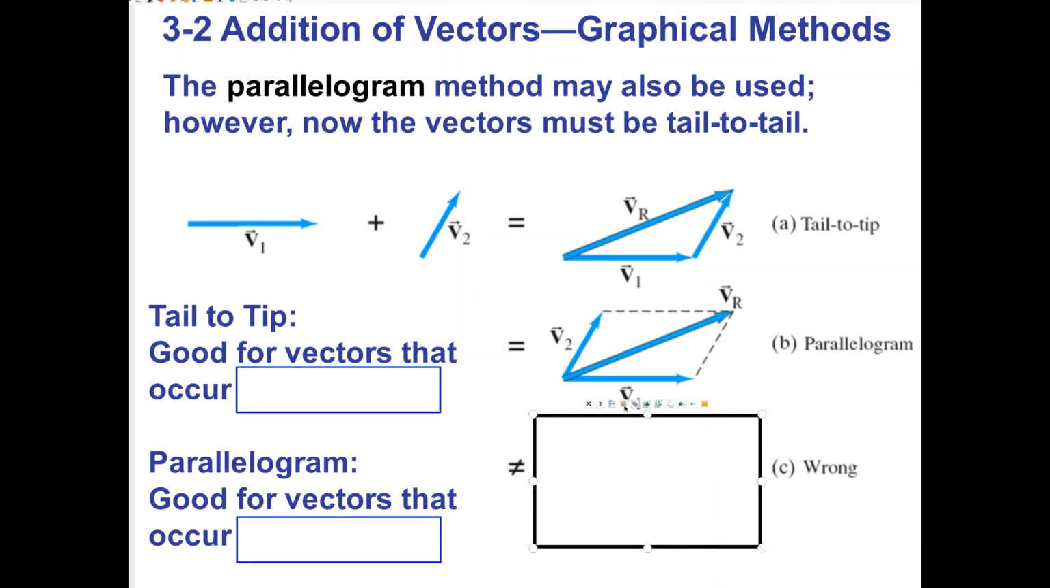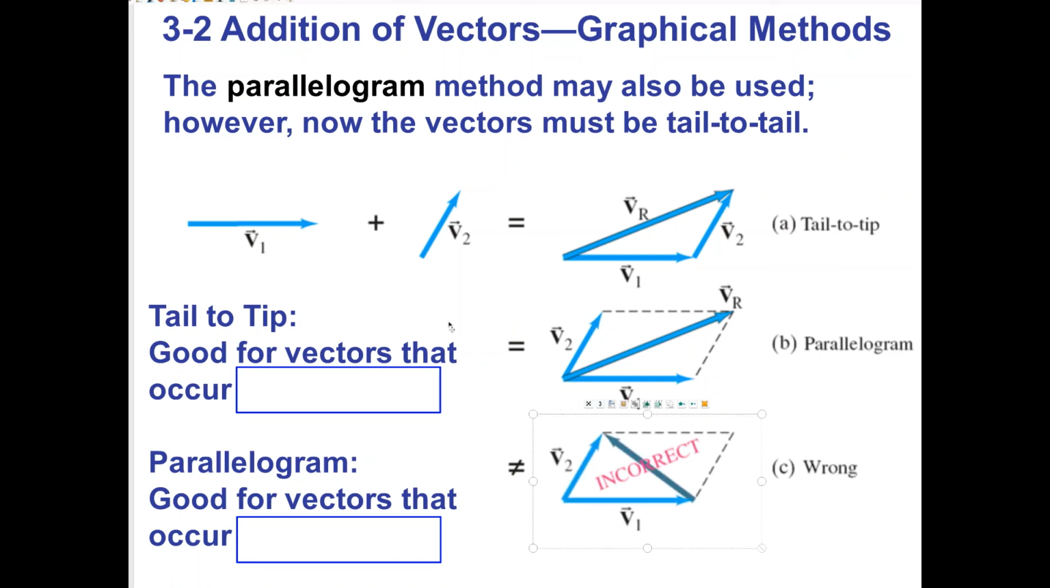For example, if I try to add them via tail to tail and then create a triangle like we do for this method, we would see that we get the wrong magnitude, we get the wrong direction. Clearly, this is an incorrect method of vector addition, so we got to be careful about mixing those two methods up.